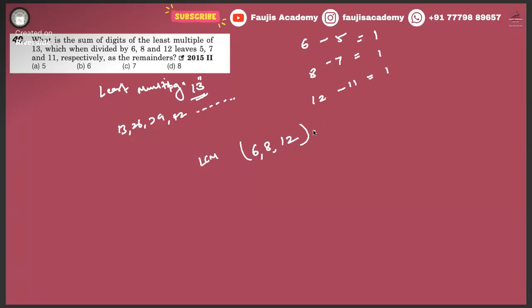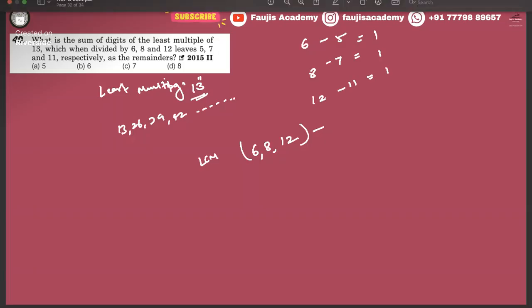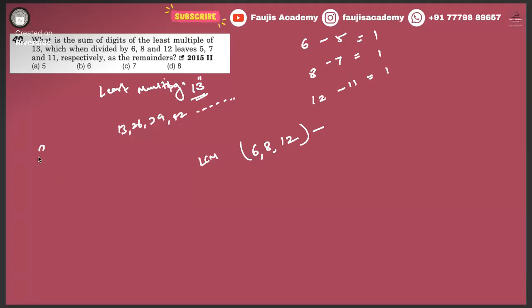And in that LCM, what do we do, plus 1 or minus 1? Tell me. That's the million-dollar question. Just imagine, what is the LCM of 6, 8, 12? 24, sir. Right. And this 24 is divisible by 6.